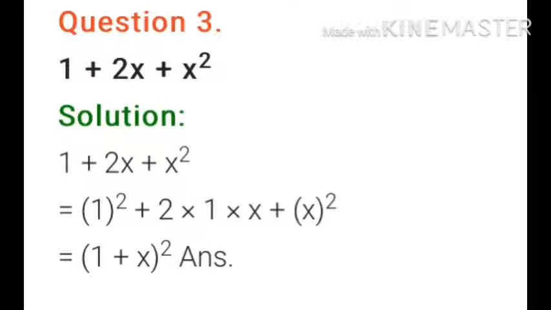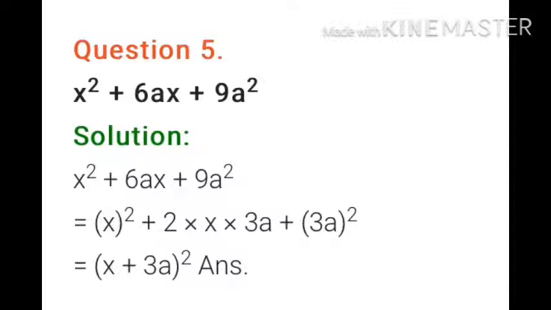Now the question number 3, 1 plus 2x plus x square. In this there are also two squaring numbers. We have to make 1 as square and x as square. So 1 square plus 2 into 1 into x plus x square, which is equal to 1 plus x whole square by the identity a square plus 2ab plus b square is equal to a plus b whole square. Now we have to write twice 1 plus x times 1 plus x.